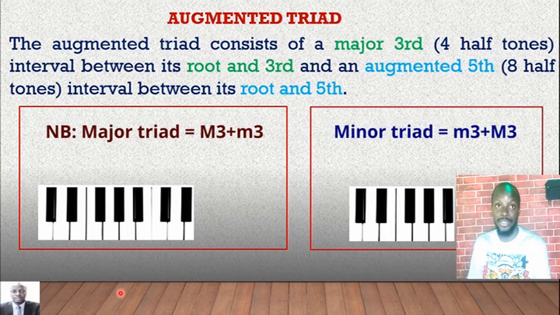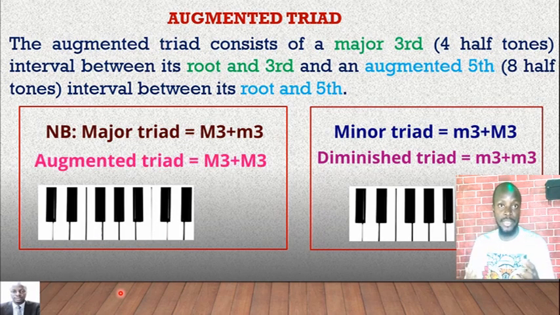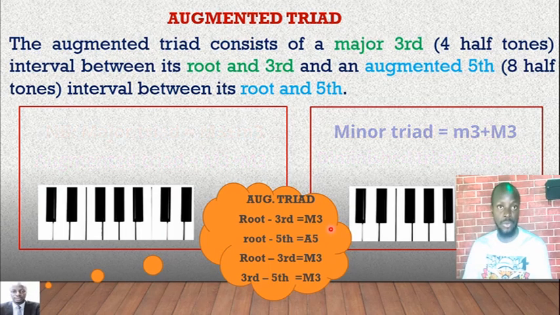Or you can also look at it this way, that an augmented triad is a stack of major thirds. So a major third under another major third. So you have a major third and a major third that makes an augmented triad, right? So in summary, in an augmented triad, you have a major third between the root and the third, and an augmented fifth between the root and the fifth, right? But you can also say that you have a major third between the third and the fifth, like I mentioned the other time. Now let's go to examples of some augmented triads.